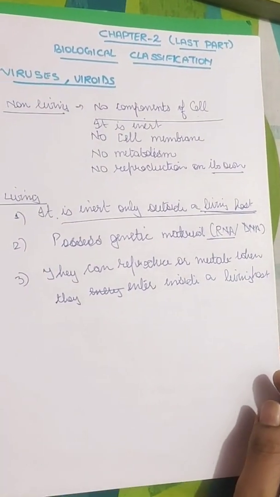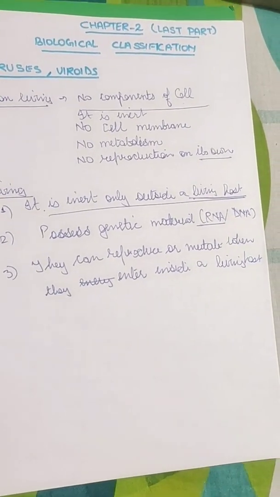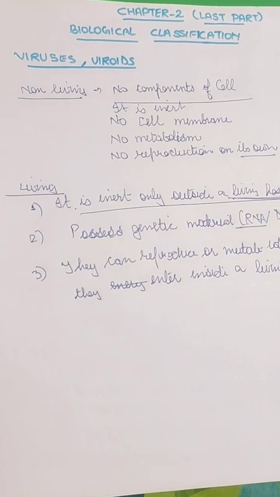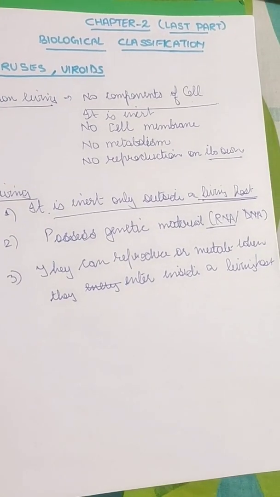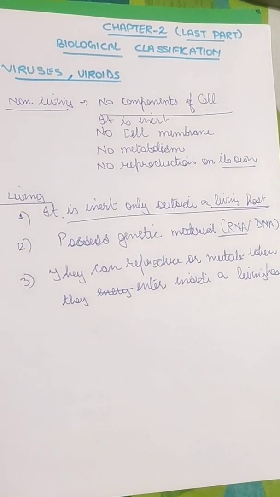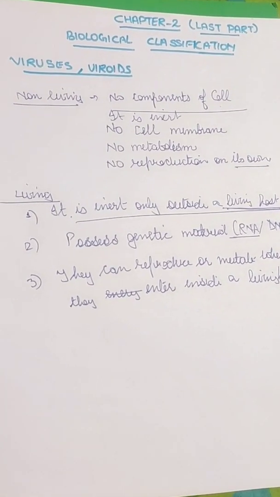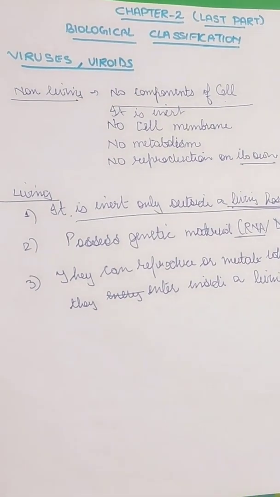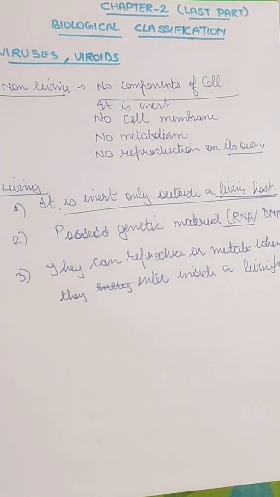So, if the virus is left free on its own, it will not show any traits of life. And if a virus finds a host cell, then it will show all the characters of living. So that's why the virus has a unique property. That's why it is not a part of the five kingdom classification. But as it shows a different life cycle, we study it separately.